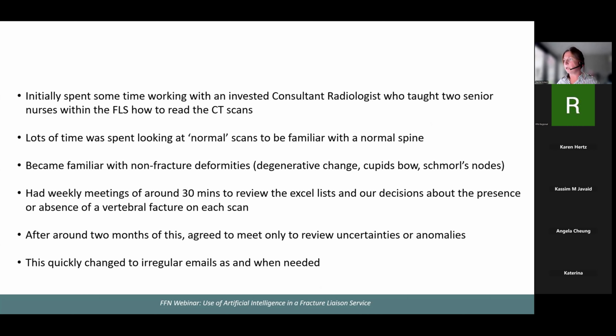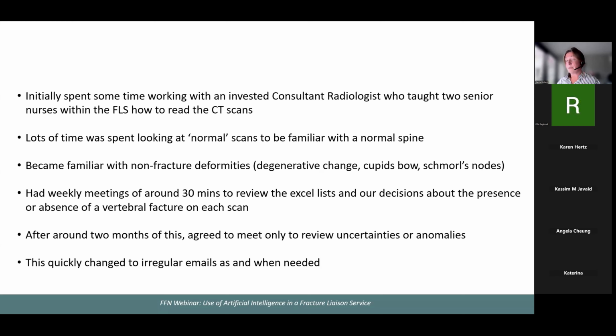So we spent lots of time looking at normal scans so that we were able to confidently identify what a normal CT looks like. And then we became familiar with fracture and non-fracture deformities, so things like degenerative change, Cupid's bow deformities, Schmorl's nodes. There was no real formal training for this. We had weekly meetings of around 30 minutes to review lots and lots of those Excel spreadsheets with lots of patients who did have vertebral fractures, and importantly, those who did not. So the AI was churning out lots and lots of patients, some of them with fractures, but lots of them without. And so it was really important that we got to grips with that.